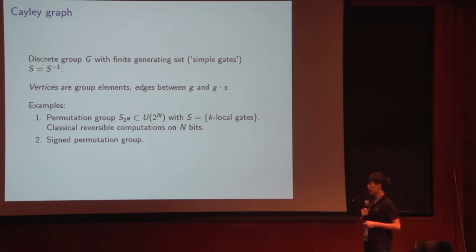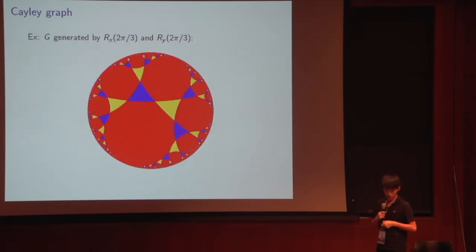Now, once we have a Cayley graph, we can ask for a metric on this group just defined by geodesic distance on this graph. And we can study particular examples. For example, we can restrict our attention to all possible classical reversible computations that we can perform on n qubits. This is a finite subgroup with an extremely large order, 2 to the n factorial. We can also consider other examples because the permutation group has a very complicated Cayley graph structure.